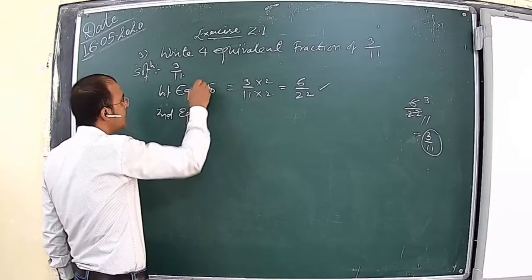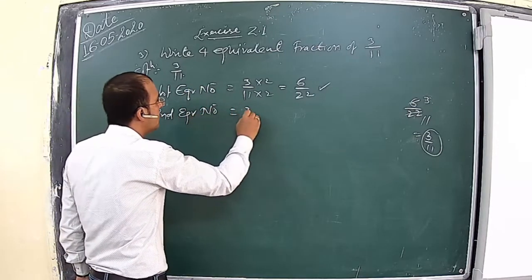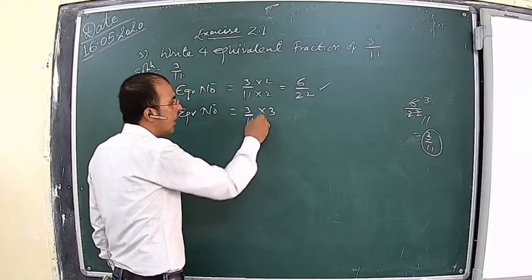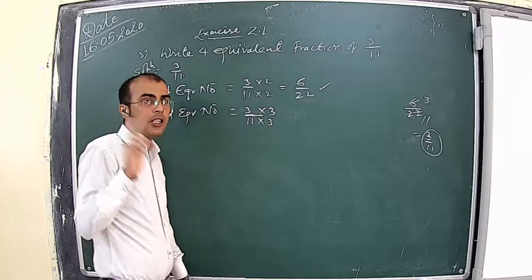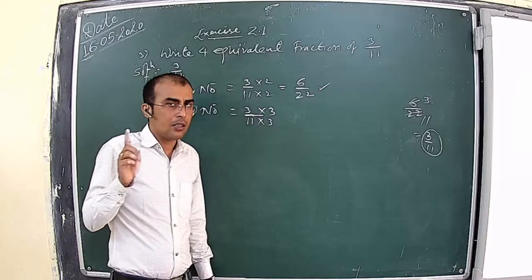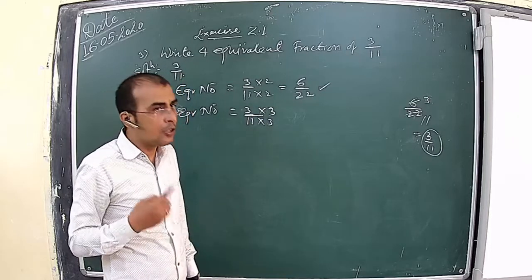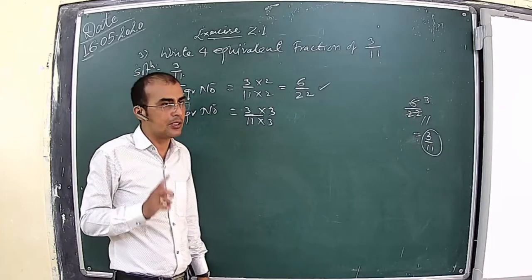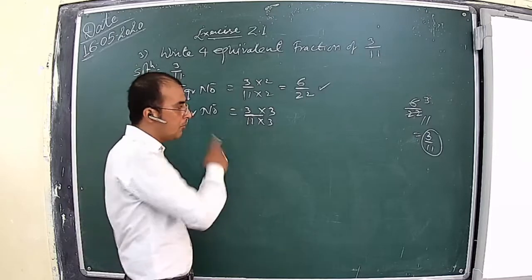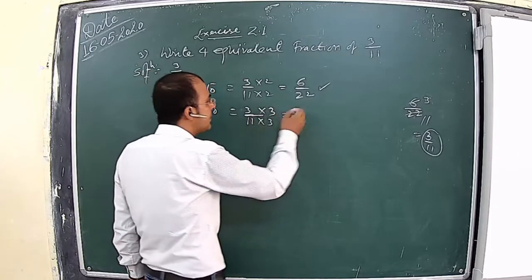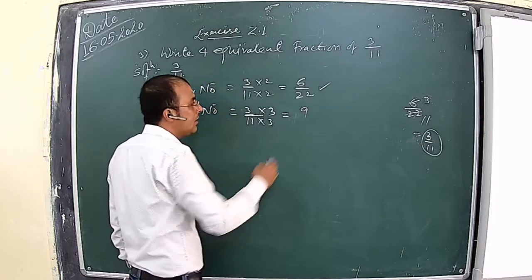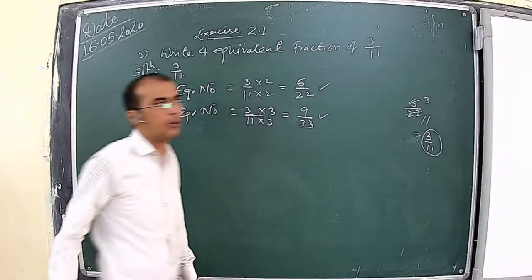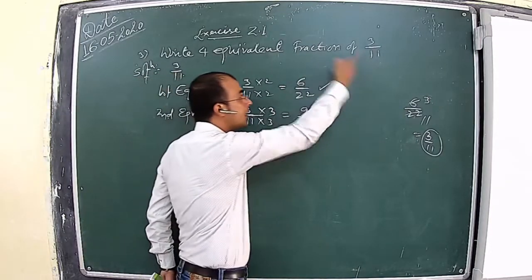Now the second equivalent number will equal 3 by 11 into, by a definite number you will multiply, so I am multiplying by 3, and here also multiply by 3. If you multiply the numerator by a number, with the same number you will multiply the denominator also. We cannot change. If you change, then the method or the rule is wrong. So by the same number you will multiply. You will write 3 times 3 is 9 and 3 times 11 is 33. Is it clear? This is the second equivalent fraction of 3 by 11.